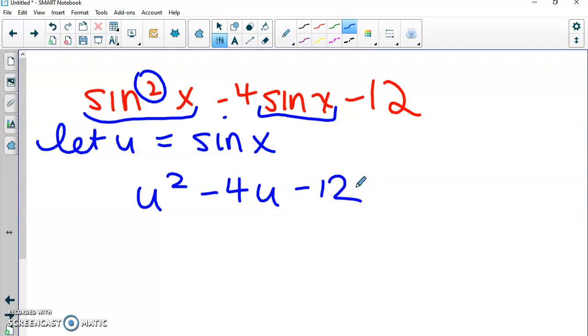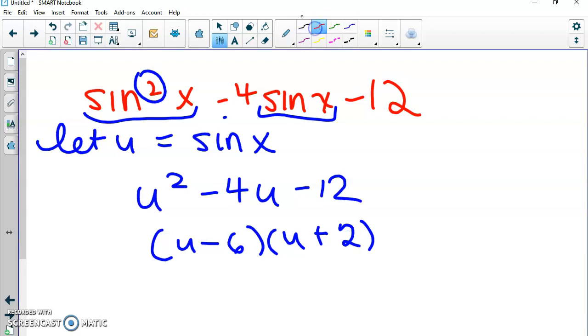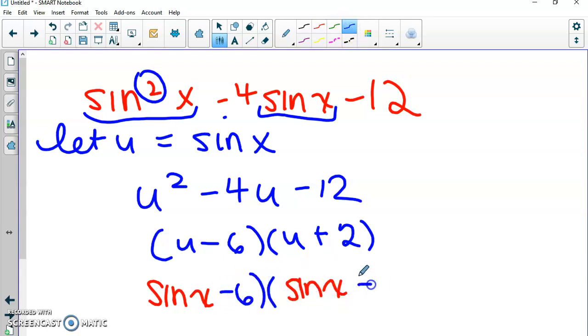Forget about sine for right now and just factor. So two numbers that multiply to get negative 12, so they have different signs, and their sum is negative 4. So 6 and 2. Since 4 is negative, it takes on the bigger one, so the 6 needs the negative sign. Now that that's factored, replace your u's with sine x. So sine x minus 6 and sine x plus 2. Take a minute and look at that. See how we did that there.